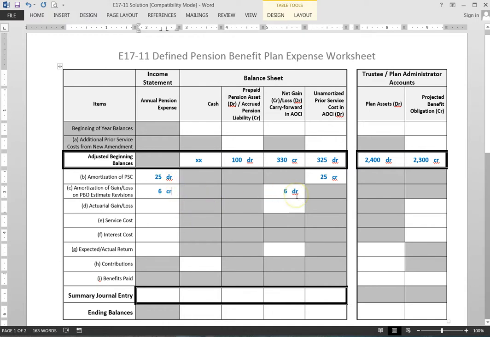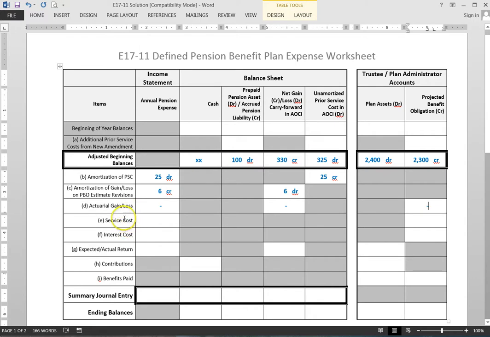If I'm amortizing a gain to the income statement, that's going to reduce my expenses or help income. So a credit entry here reduces partially the annual pension expense that's required for the period. Okay, next up is going to be any actuarial gains and losses. There is no mention of any actuarial gains and losses, and so I just note that there's nothing happening here with respect to actuarial gains and losses.